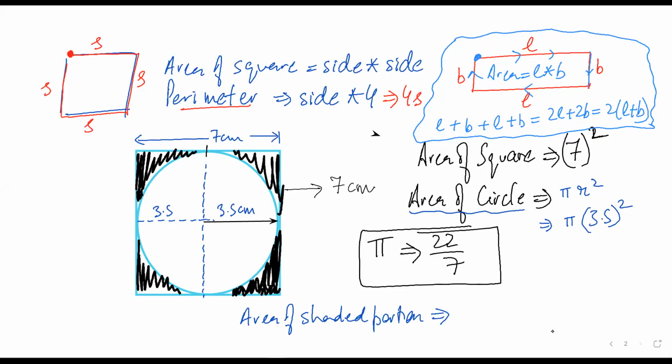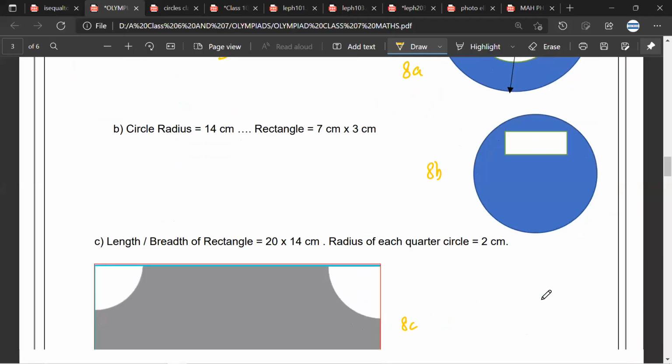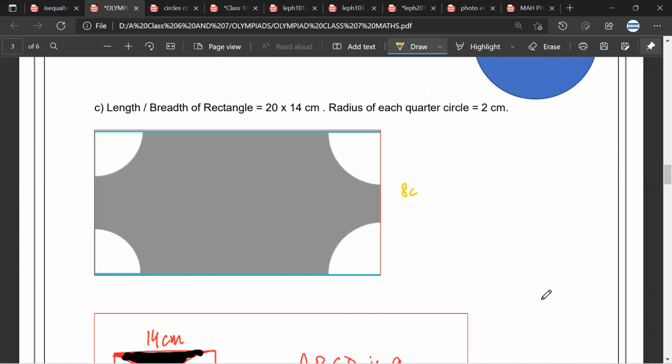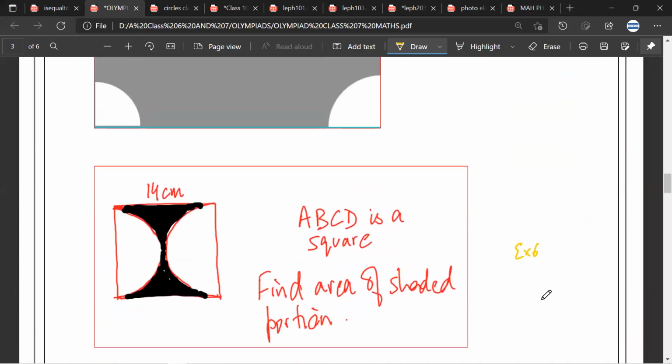So the area of the shaded portion would be the area of the square, 7 square, minus pi r square, minus pi into 3.5 square. Sarthak, any doubt? No, sir. Mr. Satya, any doubt? No, sir. So these kinds of questions would be there, and you should be able to do these questions easily.